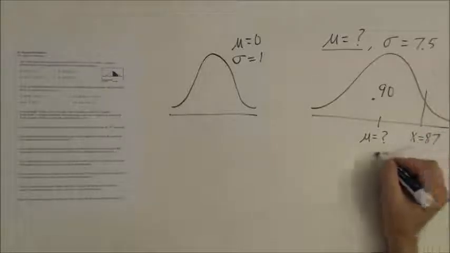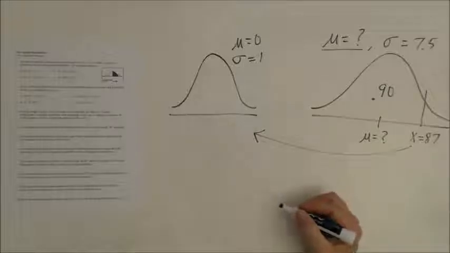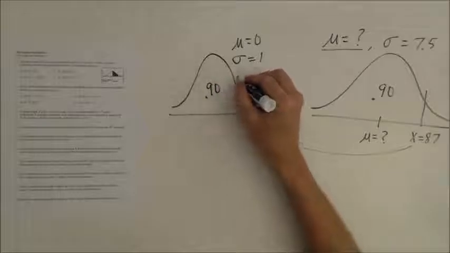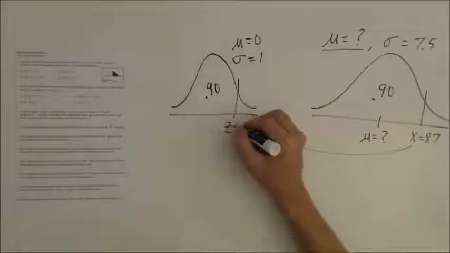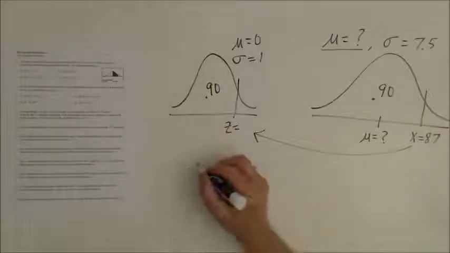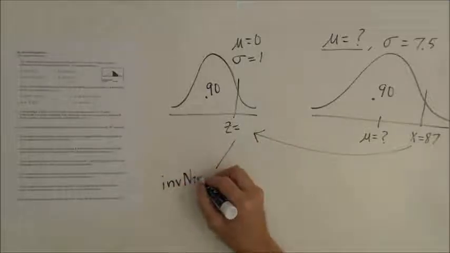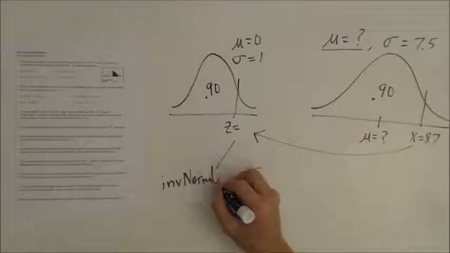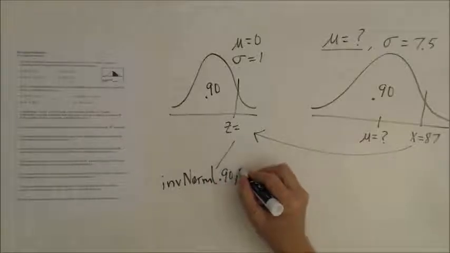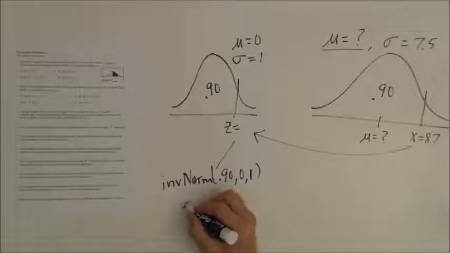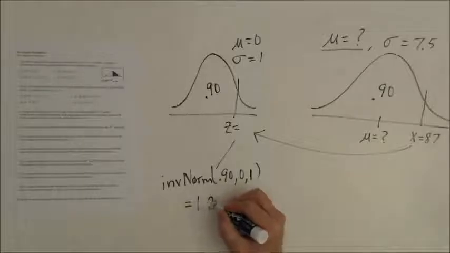If we consider the corresponding value in the standard normal distribution, that is, if we consider the 90th percentile, we can find the corresponding value of z. Using our inverse normal command, we specify an area to the left of 90%, along with the known mean and standard deviation of 0 and 1. Making this calculation on our calculator, we find this value of z is about 1.28.